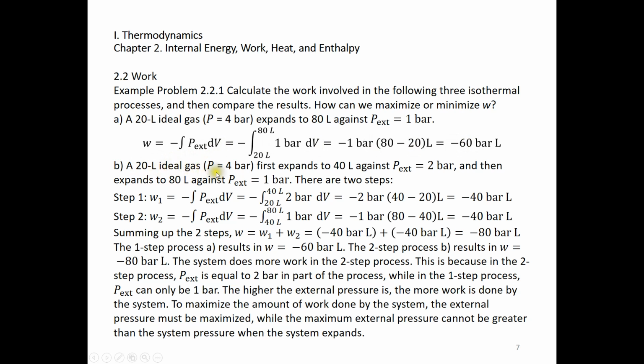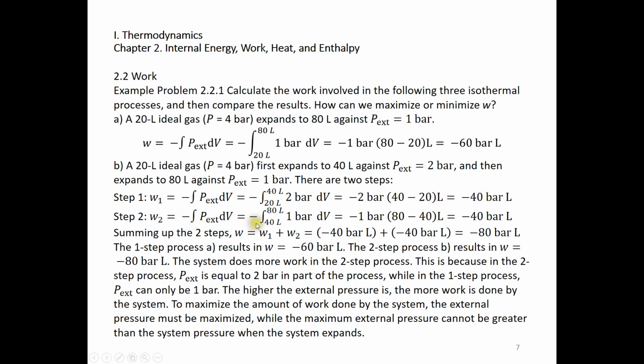B. A 20-liter ideal gas with 4 bar pressure first expands to 40 liters against 2 bar external pressure, and then it further expands to 80 liters against 1 bar external pressure. So remember, there are 2 steps. In the first step, external pressure is 2 bar. In the second step, the external pressure is only 1 bar. So we have to compute the amount of work for each of the 2 steps. In step 1, the system expands from 20 liters to 40 liters. The external pressure is 2 bar. We evaluate this integral, we get negative 40 bar liter.